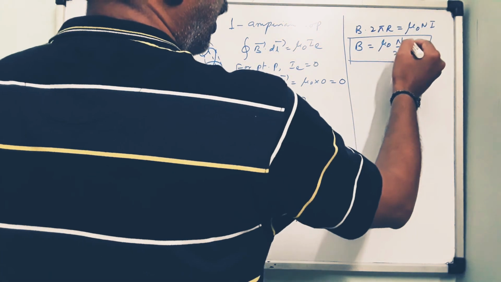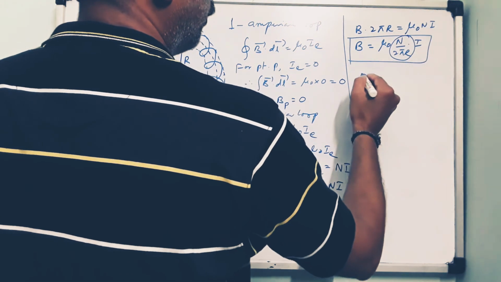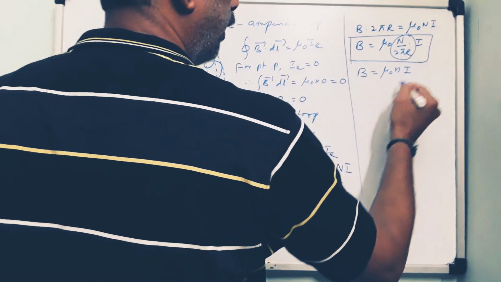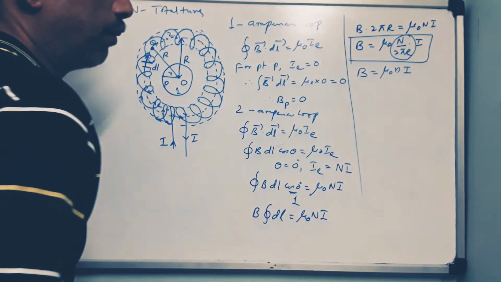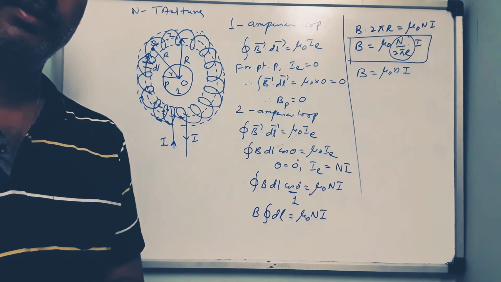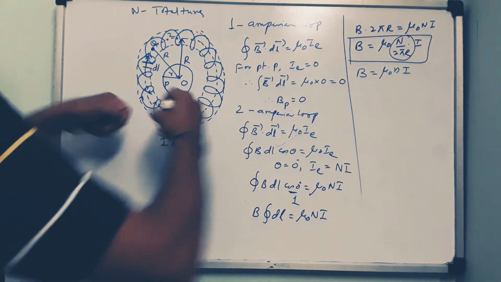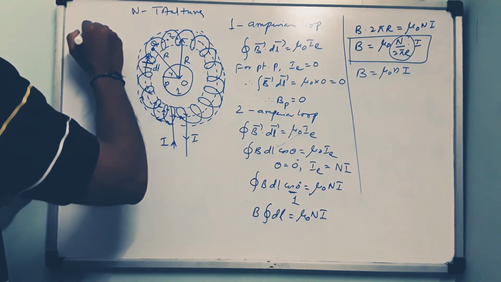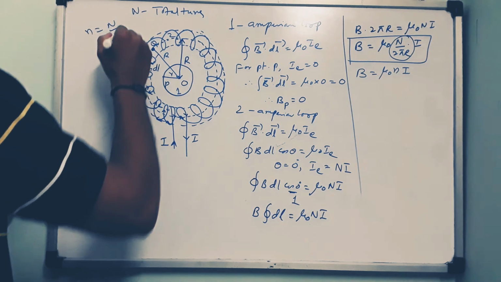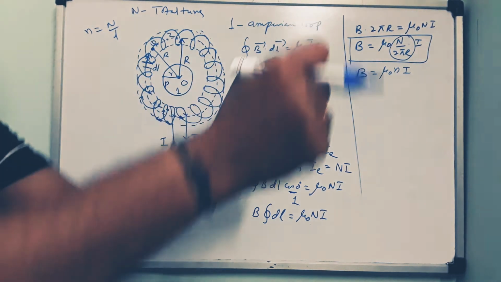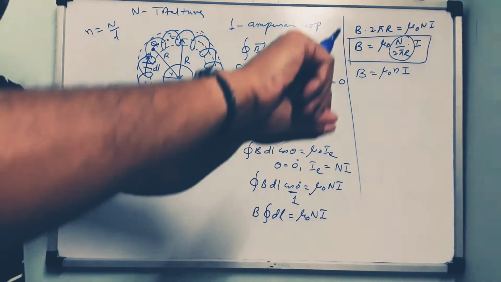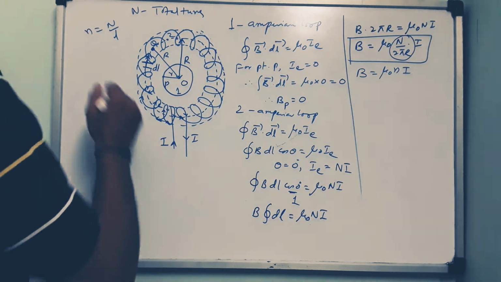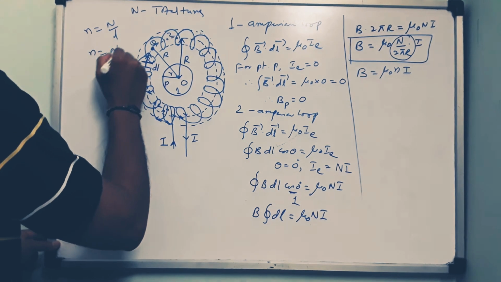Okay, now N by 2 pi R can be replaced with a single term, small n, so B equals mu naught into n into I, where small n is nothing but the number of turns per unit length. If you make it straight, it will have a length L. Then small n will become capital N by L. The same length solenoid, if you bend it in the form of a circle, the length L of the straight solenoid will become the circumference of the toroid. So small n will become N by 2 pi R.